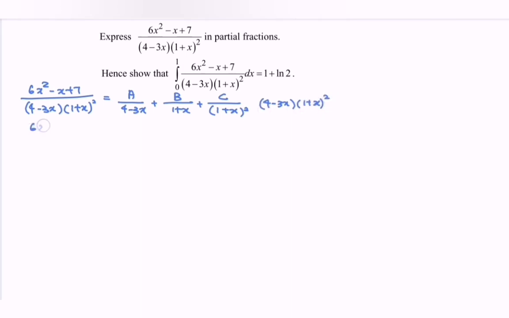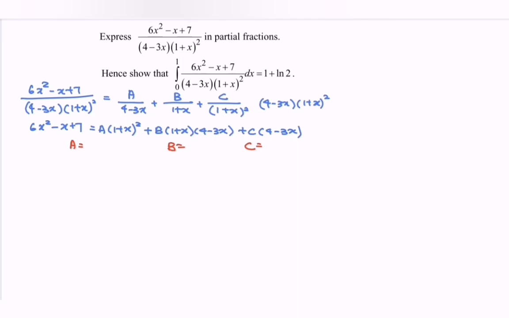So we will have 6x squared minus x plus 7 equals a multiplied by 1 plus x squared, plus b, we have 1 plus x and then 4 minus 3x, plus c, we have 4 minus 3x. Next, we are going to find a, b, and also c.